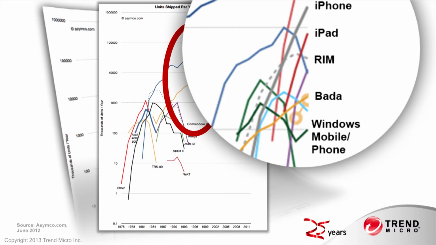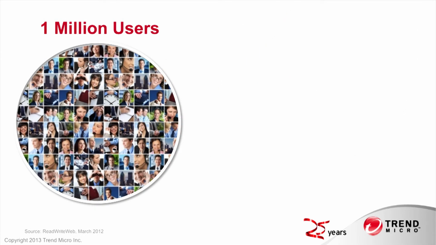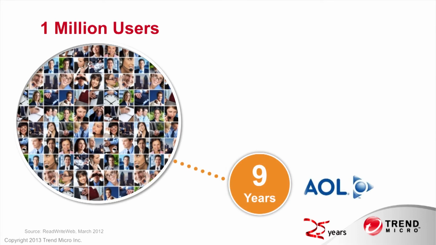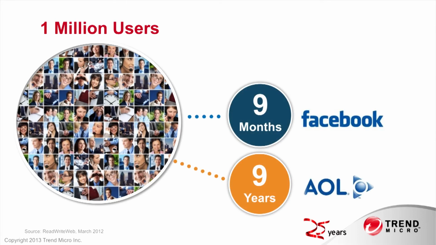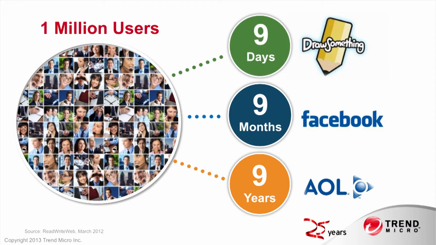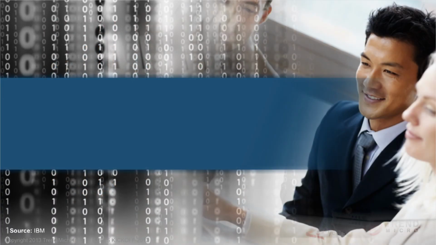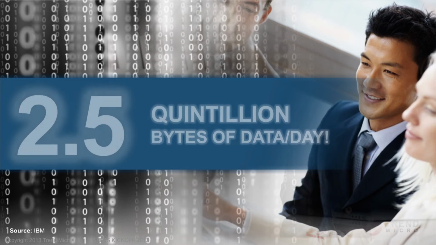It's really interesting when you see the impact on you as organizations and the success of businesses around the world. One of the stats that venture capitalists look at, for example, is how quickly companies can get to 1 million users. When you think back, someone like AOL took 9 years to get its first 1 million users. Facebook, only 9 months. Draw Something, 9 days. Incredible rapid adoption. And all of this connectivity, all this rapid adoption has created an incredible amount of information, 2.5 quintillion bytes of data a day.